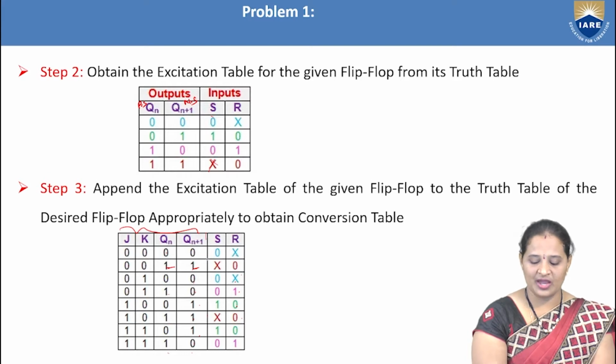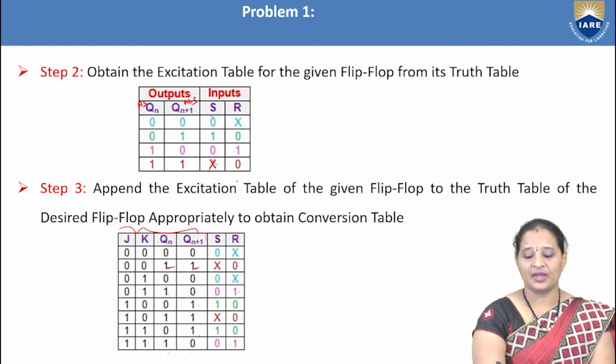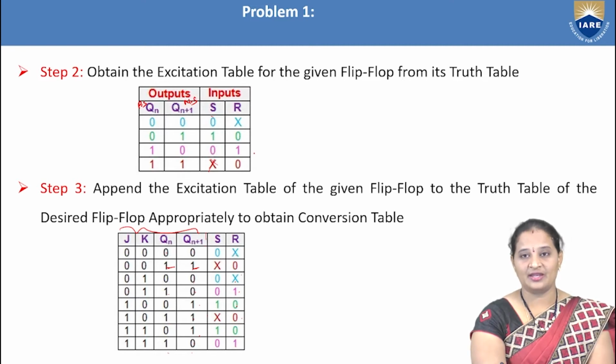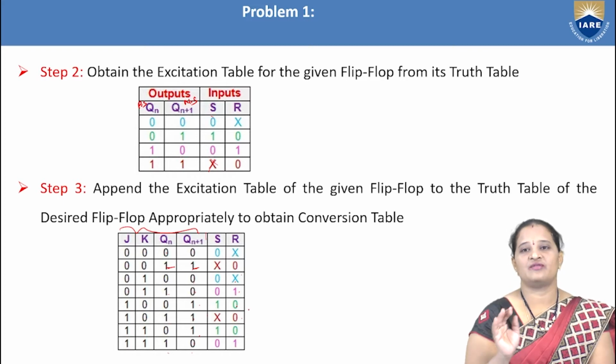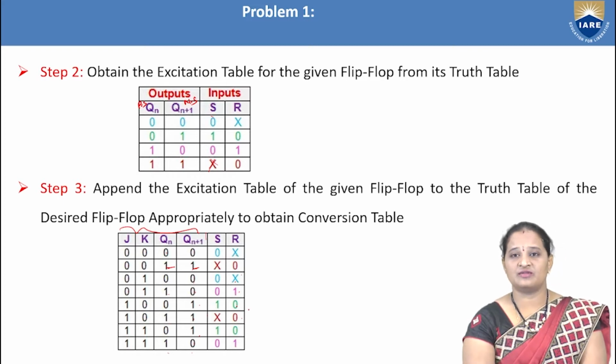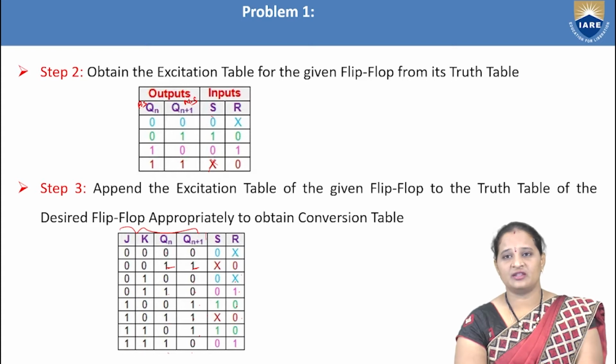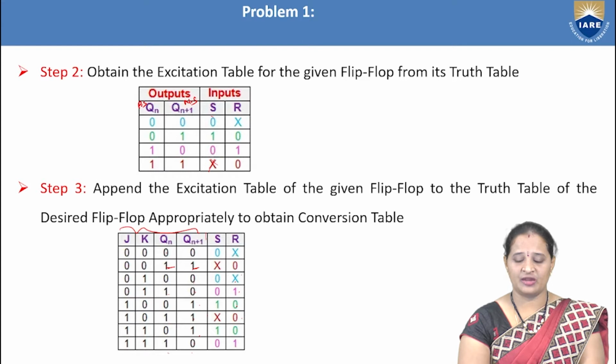That means we have taken the truth table of the JK flip-flop and considered the present state and next state, and according to the excitation table of the given flip-flop, we have filled the conversion table. So this is our conversion table. After getting the conversion table, I hope it is clear how to write it.